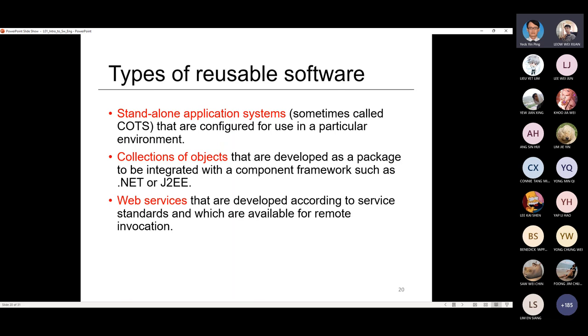So collection of objects means inside the system, there's a combination of many objects. Okay, you try to combine all those objects, like your data structure. You try to relate this to programming, and then by the end, you build one system. So this can be considered as one of the components. And then web services, this usually deals with APIs, like Google Map API, like eWallet API, PayPal API.